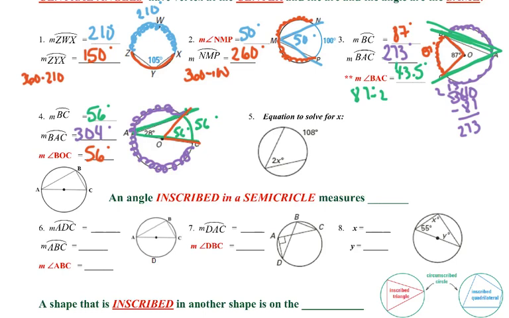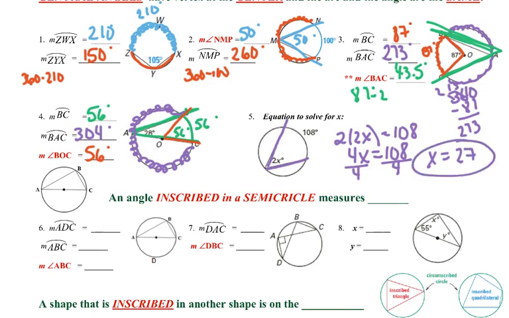Number 5 is taking it back to just that rule that if I double the angle, I get the arc. So 2 times 2x is going to be 108. Or 4x is 108. Divide by 4. So x is 27 for that one.